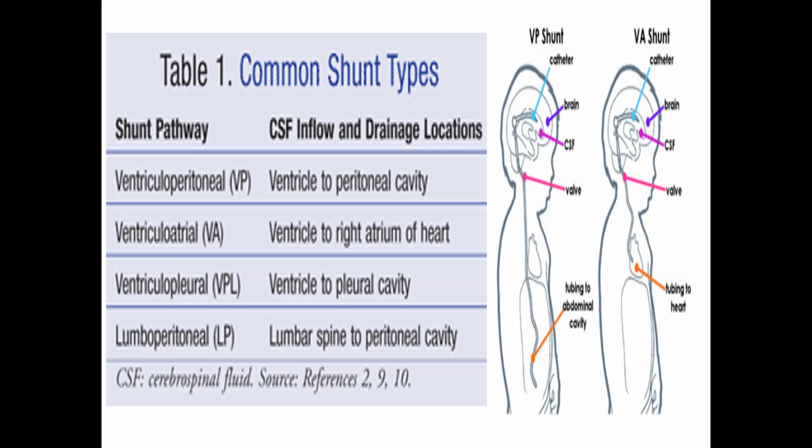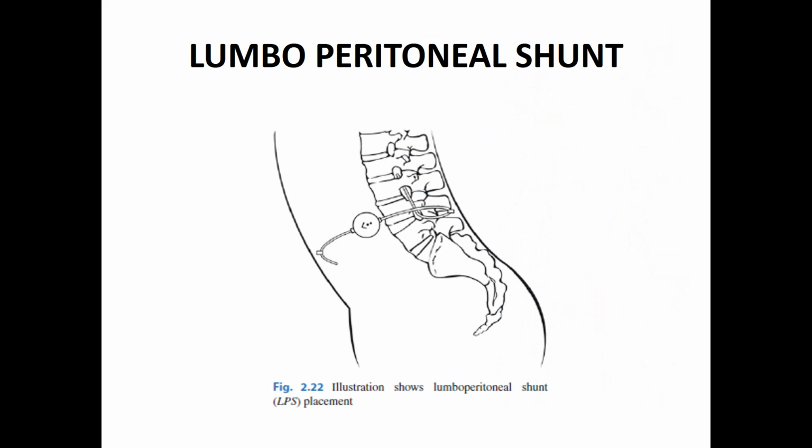But in our practice, mostly and commonly we use the ventriculoperitoneal shunt. This is a picture of the lumboperitoneal shunt, in which one end is inserted into the arachnoid space of the lumbar vertebra, and the other is inserted into the peritoneal cavity.